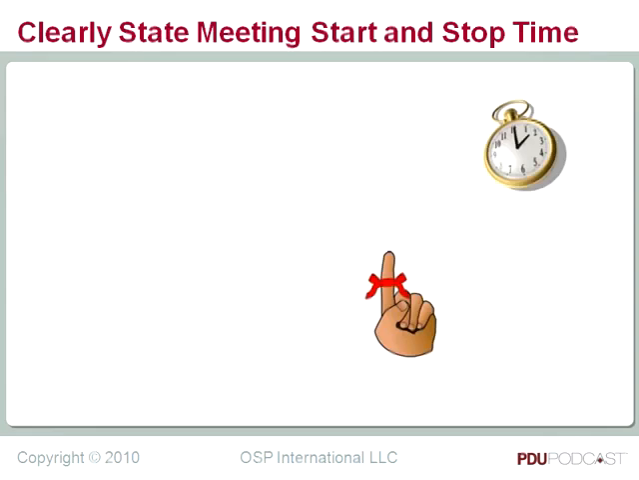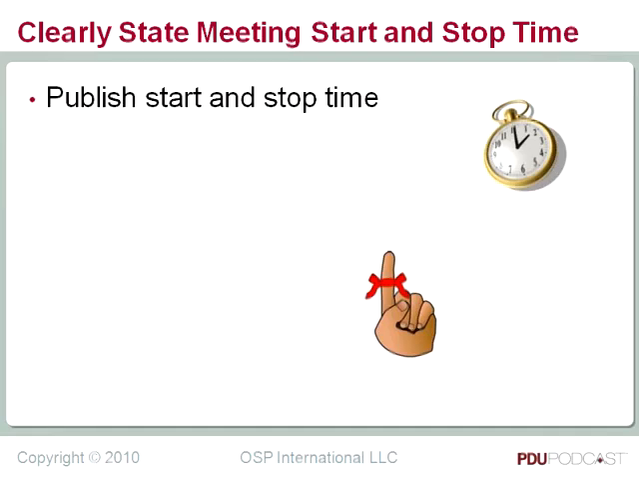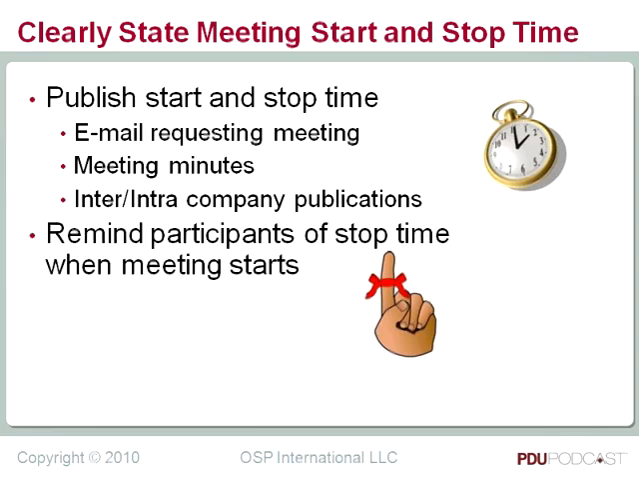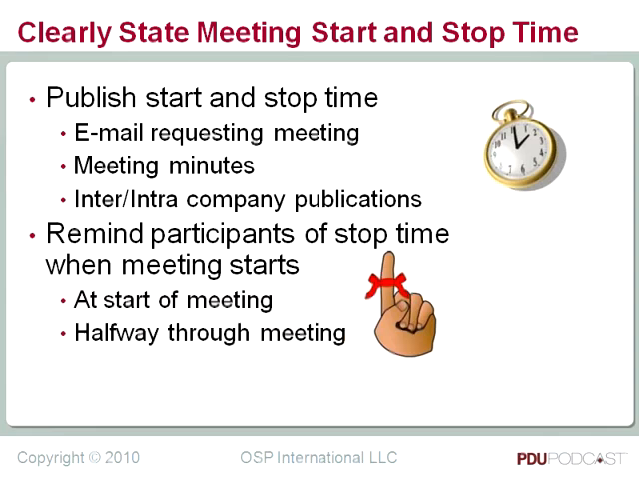Clearly stating the meeting start and stop times is very important, as mentioned in the previous item on agenda. You want to publish these start and stop times, and you want to do it in your emails, your meeting minutes, any inter-company publications. As far as calendaring, you want to make sure that it's clearly stated, the start and stop times. And then you remind the participants of the stop time when the meeting starts. This is something that really is important because it gives everybody a mindset of, okay, we know it's going to end at such and such a time. I've got certain things I want to cover, so everybody works to the time. And you can also remind them halfway through the meeting that once again we will be stopping on the hour or on the half hour.